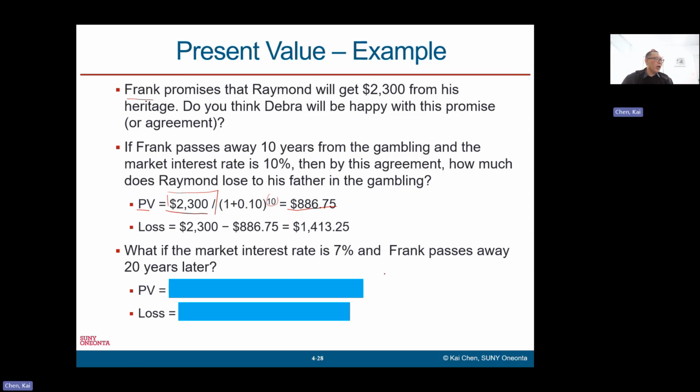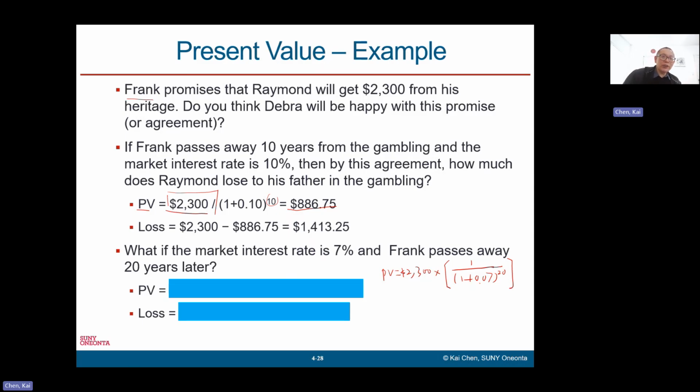If we use the formula, present value equals future value, $2,300, times the present value factor. What is the present value factor? The present value factor is 1 over (1 plus R) raised to the power T. In the second question, R is 7%, so in decimal that is 0.07, and the power is 20. That is the formula.